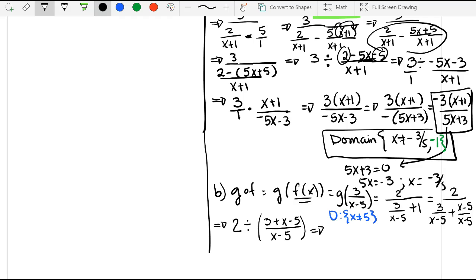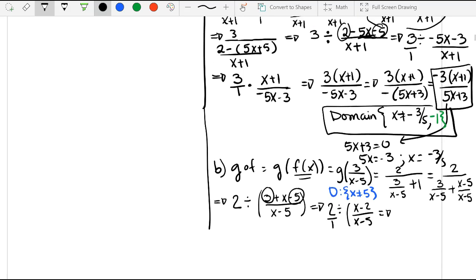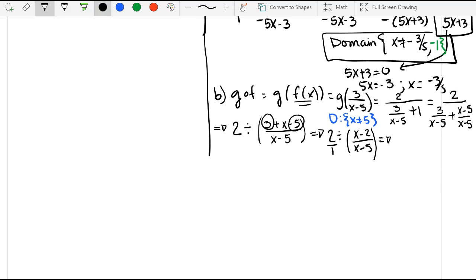So we're going to keep on simplifying this problem out. 3 minus 5 is negative 2. So I have x minus 2 all over x minus 5. I'm going to make the 2 into a fraction so I can multiply by its reciprocal. So this is now moving on up. Oops, I should add another parenthesis here. So now this should be a 2 over 1 times its reciprocal, x minus 5, all over x minus 2.